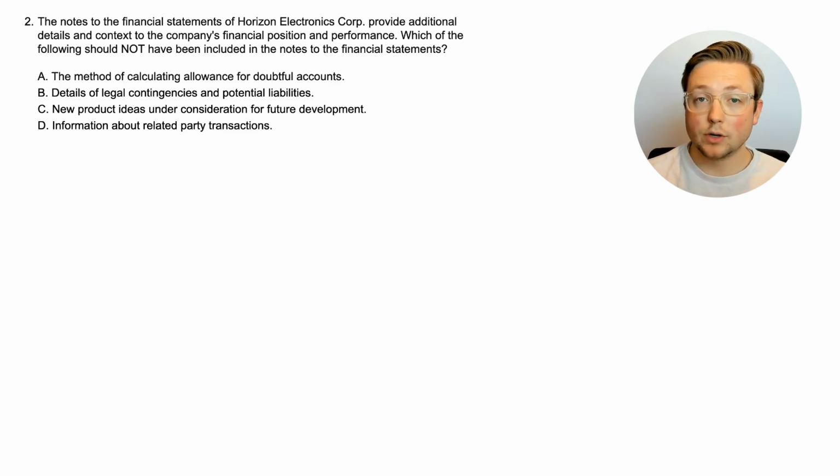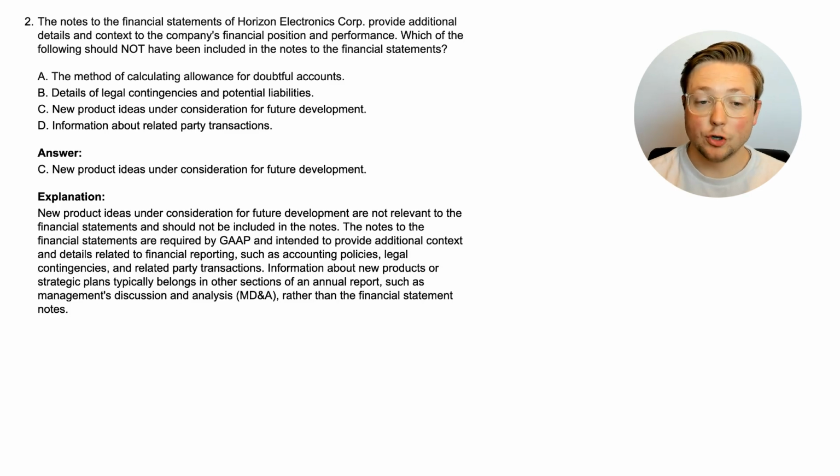Now, based on what we learned in the previous question, we probably can know that this is something that should be included. This seems like an accounting policy, how they calculate allowance for doubtful accounts. But what about the other ones? Are these necessary? If you don't know, that's okay. Again, we're going to dive straight into the answer. All right, and the answer is C, new product ideas under consideration for future development.